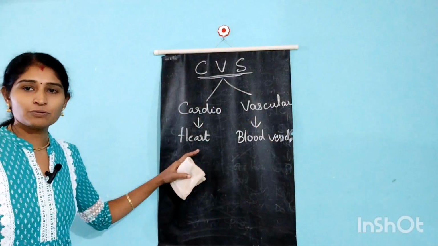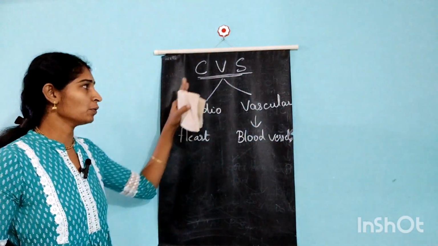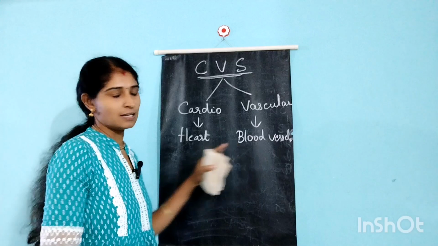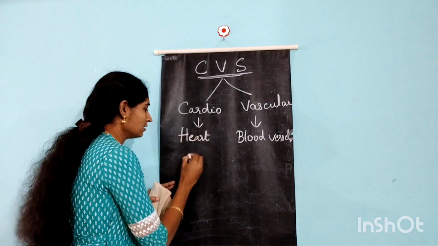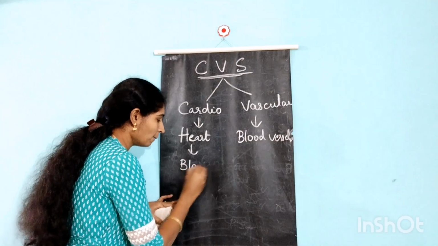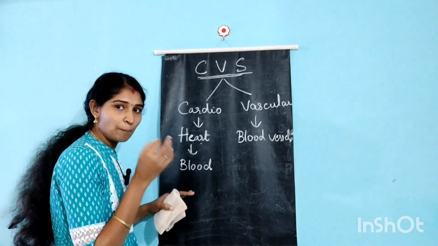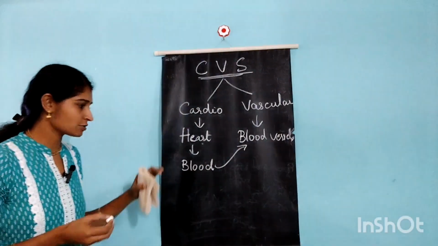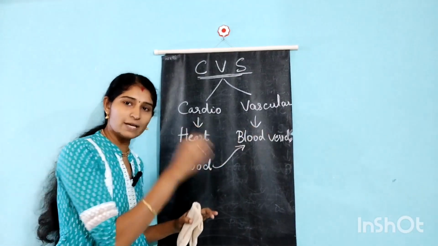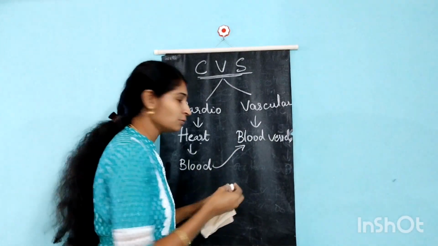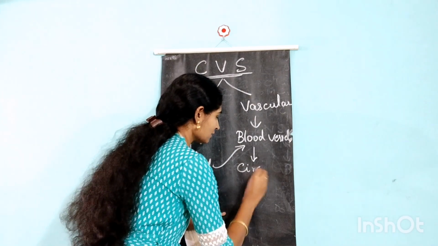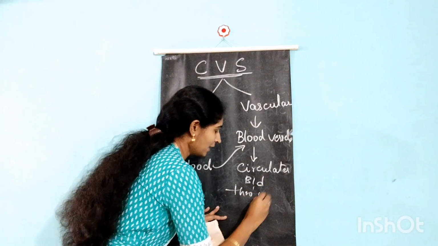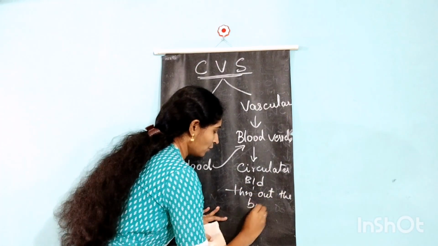So two things are going to come into action when we say cardiovascular system. What are the two things? It is the heart and the blood vessels. Heart is an organ which is going to pump the blood into the blood vessels. Then this blood vessel, what does it do? It circulates blood throughout the body.